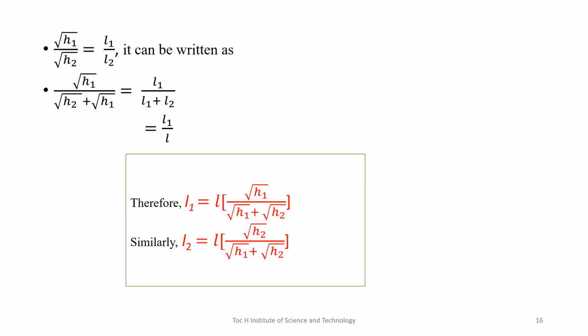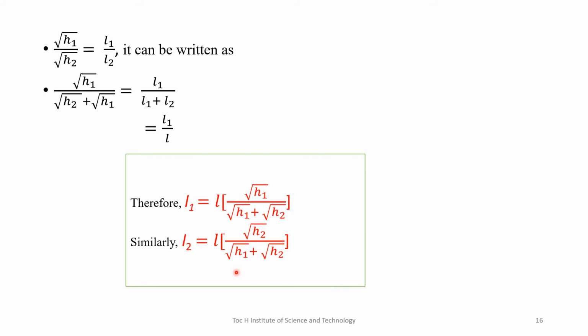and root of H2 is equal to L1 divided by L2, which can also be written as square root of H1 divided by square root of H2. Plus, square root of H1 divided by square root of H2 plus square root of H1 is equal to L1 divided by L1 plus L2, by simply adding a 1 on both sides. Okay, now, that's equal to L1 divided by L. So therefore L1 is equal to L into square root of H1 divided by square root of H1 plus square root of H2, and similarly L2 is equal to L into square root of H2 divided by square root of H1 plus square root of H2.